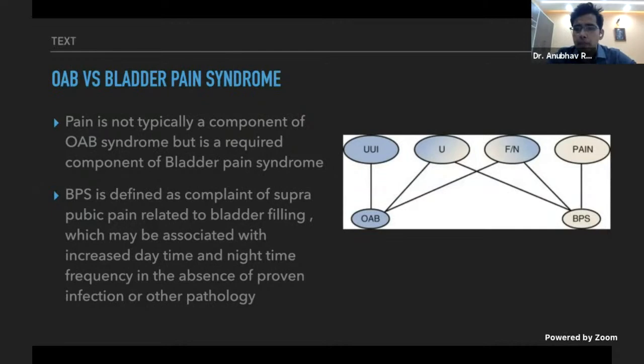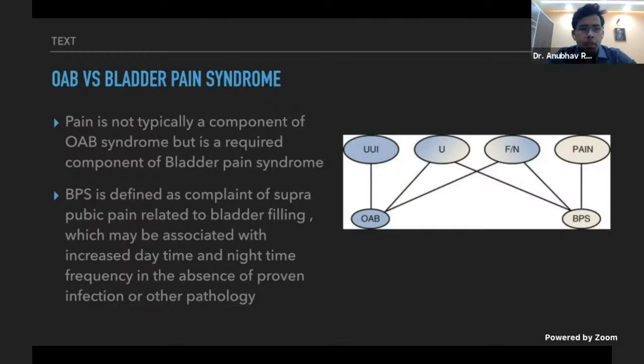Another symptom complex which we find commonly in our patients after we have ruled out infection and other metabolic and pathological conditions is bladder pain syndrome. So what happens in bladder pain syndrome? Basically, the patient has a painful sensation of filling of his or her bladder. Whereas in overactive bladder, pain is not a typical component of OAB.